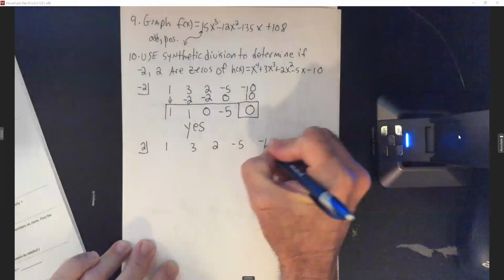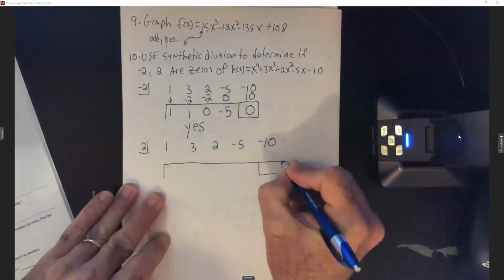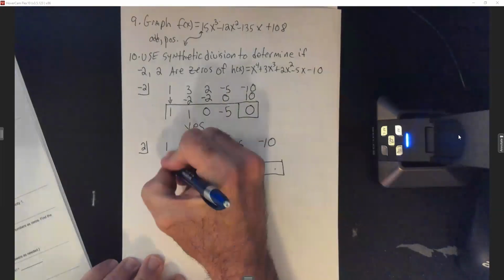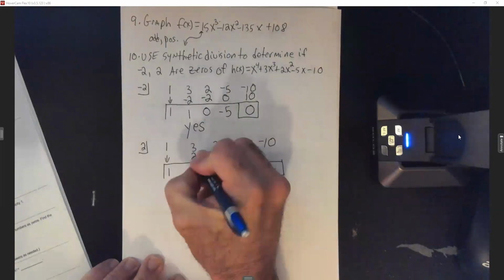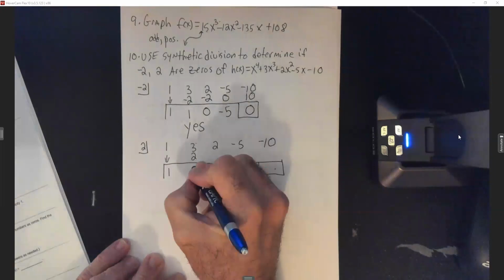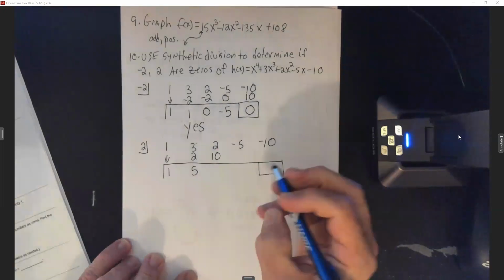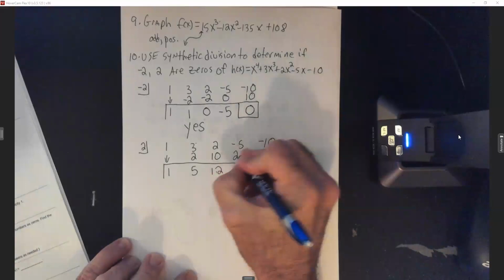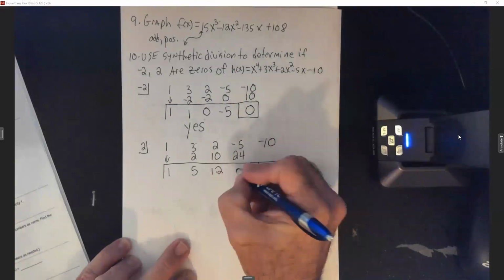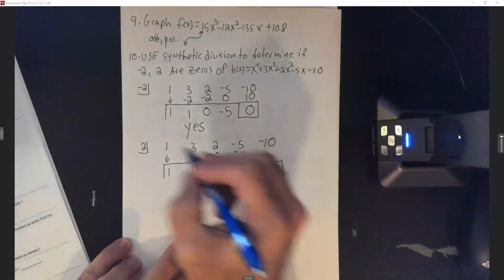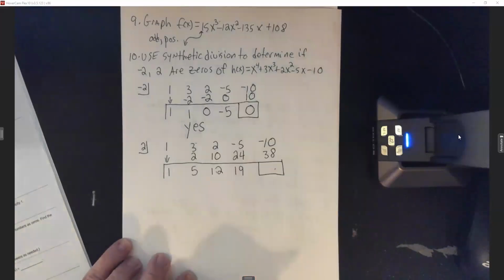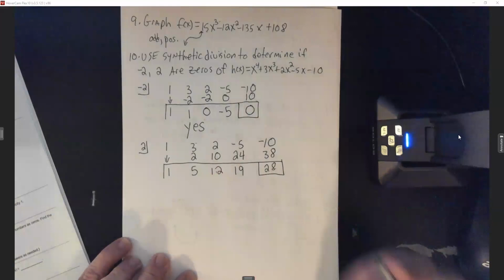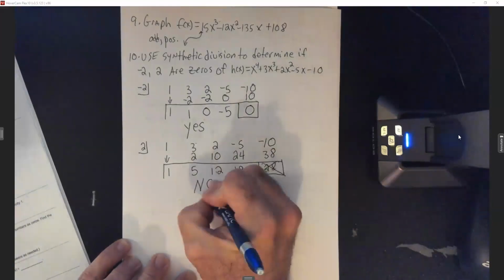And we're going to do the same thing here. So once again, 0 remainder, yes. Anything else, no. So let's see what we do. Bring the 1 down. 1 times 2 is 2. 3 plus 2 is 5. 5 times 2 is 10. 2 and 10 is 12. 12 times 2 is 24. 24 minus that 5 is 19. 19 times 2 is 38. At this point, you wouldn't even have to finish this because you know that's not going to give you a 0. But if you did add it, you got 28, which is not 0. So that one would definitely be a no.